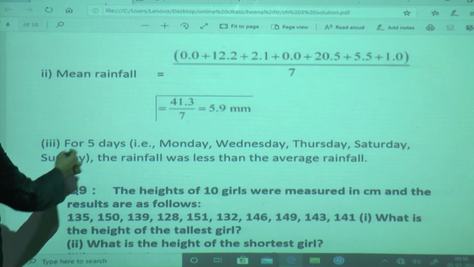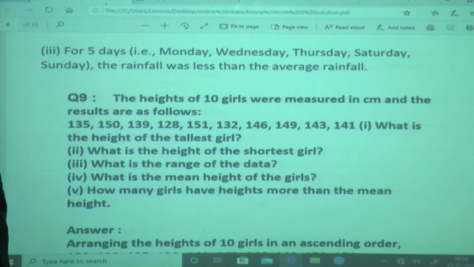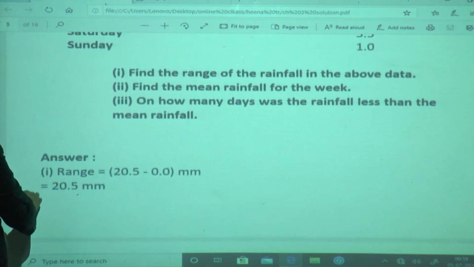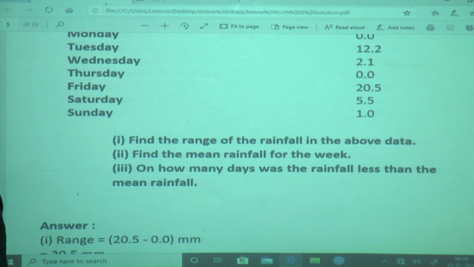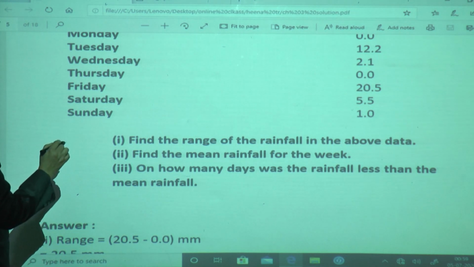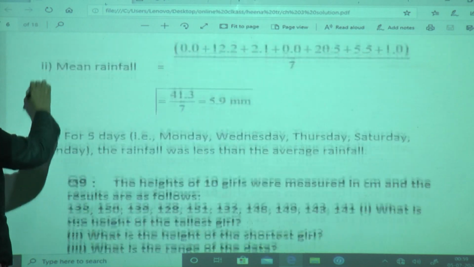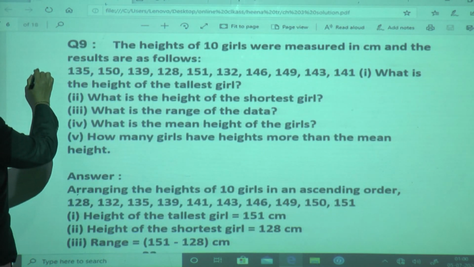Next, for 5 days, that is Monday, Wednesday, Thursday, Saturday and Sunday, the rainfall was less than the average. The average we got was 5.9, and we can see from the table which days had less rainfall than 5.9. That was Monday, Wednesday, Thursday, Friday, Saturday and Sunday. These were the 5 days where we had less rainfall. So one by one we have tried to solve these examples.